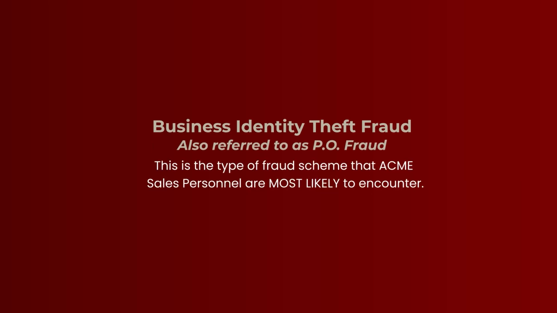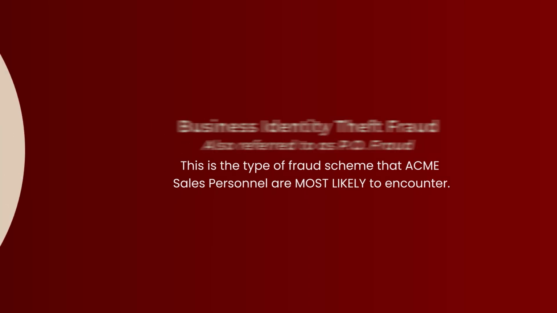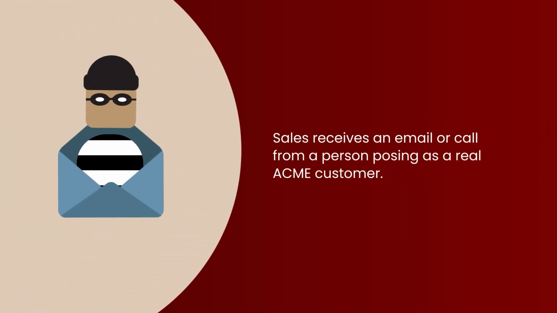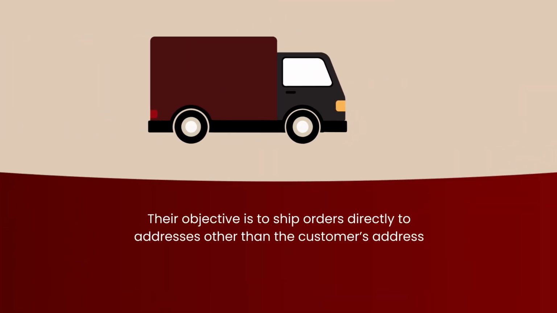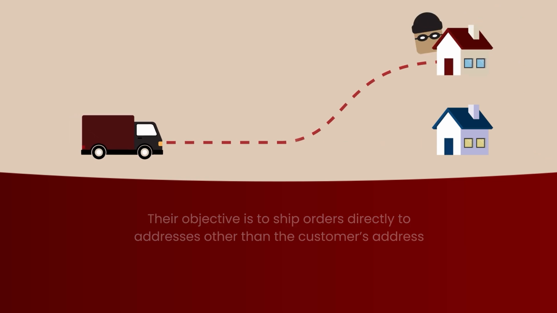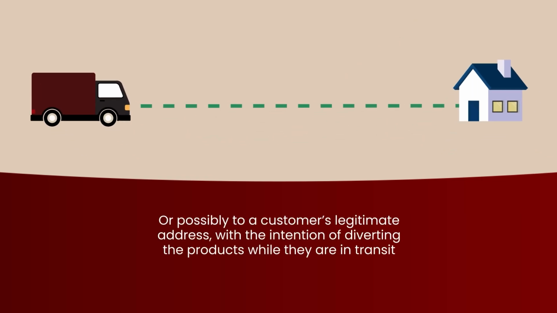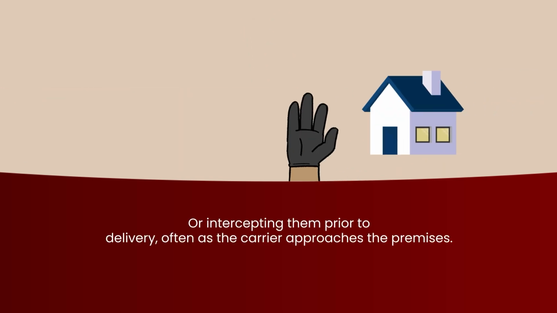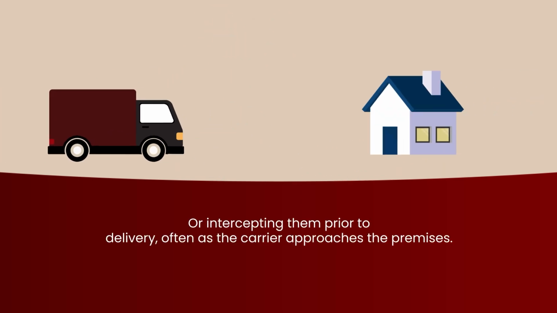This is the type of fraud scheme that ACME sales personnel are most likely to encounter. This is how it happens. Sales receives an email or call from a person posing as a real ACME customer. Their objective is to ship orders directly to addresses other than the customer's address, or possibly to a customer's legitimate address, with the intention of diverting the products while they are in transit or intercepting them prior to delivery, often as the carrier approaches the premises.